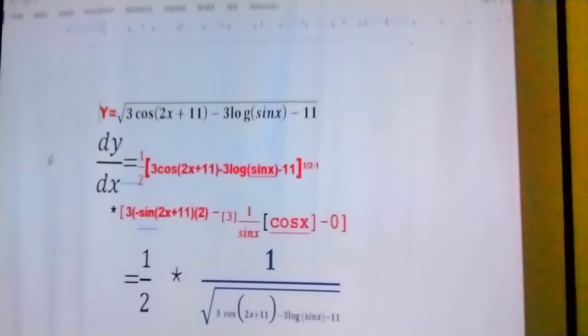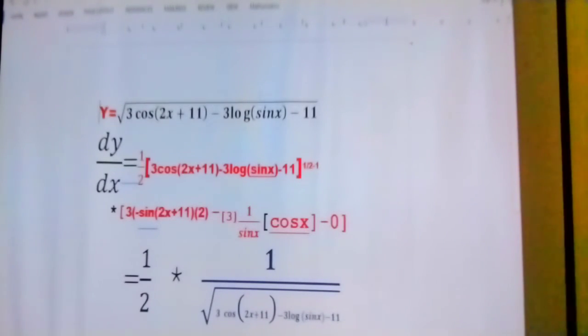Then we have to differentiate the base. The base is 3 cos(2x+11) minus 3 log sin x minus 11. There are 3 terms available, and we differentiate them one by one. First, 3 cos(2x+11). Power is not available here, so differentiate base and angle. 3 is the constant. If a constant and a variable are present, keep the constant and differentiate the variable. What is the differential of cos x? Minus sin x. In the place of x, I replace 2x+11, into the differential of the angle 2x+11, which is 2.